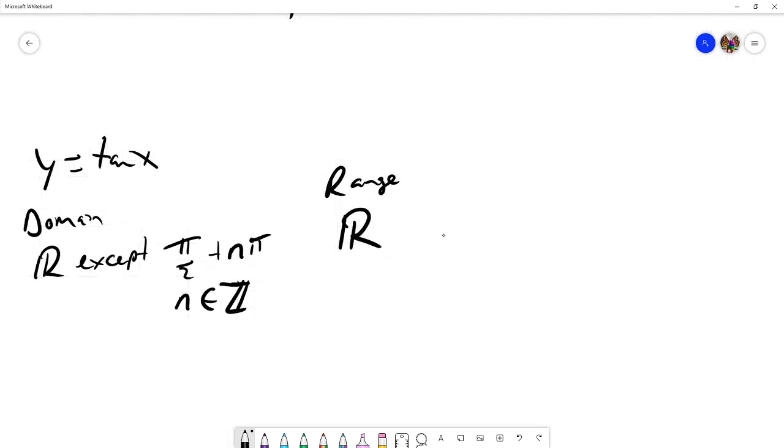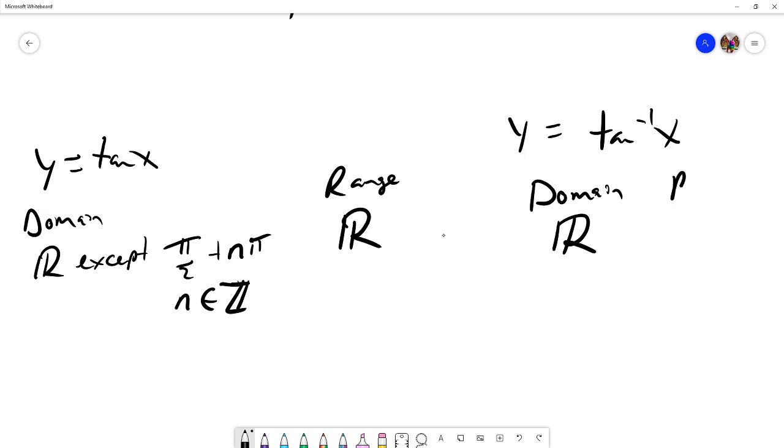And this gets translated into arctangent. So we're going to get a domain of all real numbers. And our range is going to be restricted to only between negative pi over 2 and pi over 2.